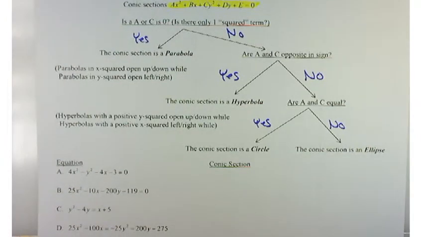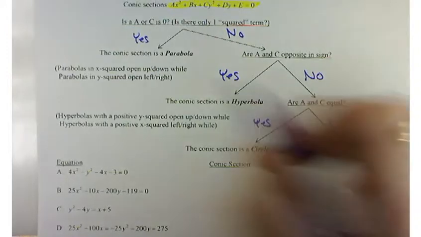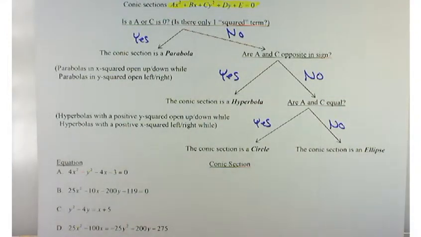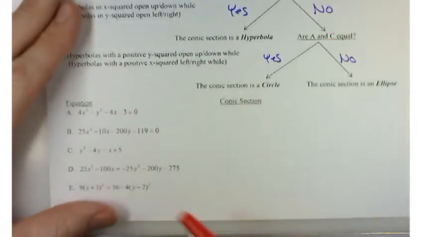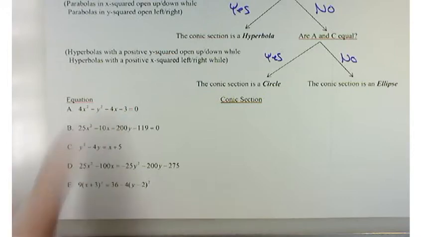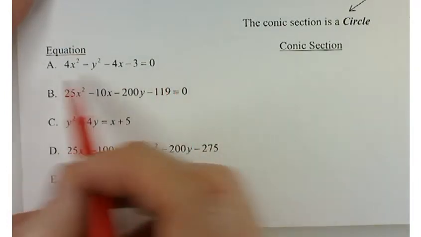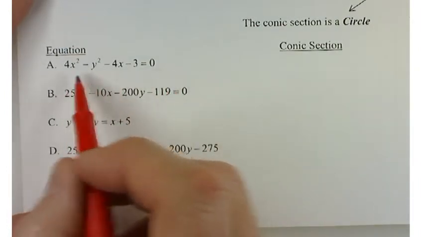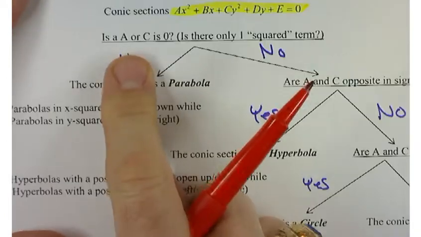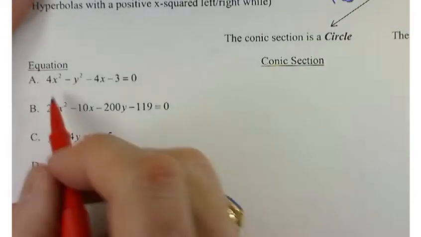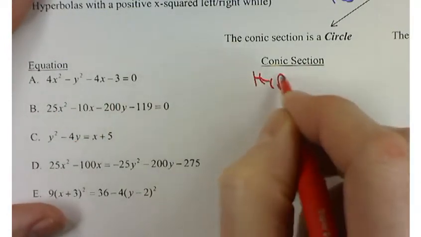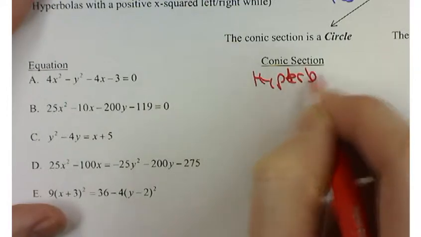So that's kind of a graphical approach to your thinking, or what I would consider a good way to think about these things. And let's see if we can't apply that to these shapes down here. What kind of a conic section am I looking at for A? Is it a parabola? Yeah, it's going to be a hyperbola, right? It's got two squared terms, so the answer to this first question is no. But the squared terms are opposite in sign, so this one's going to be a hyperbola.